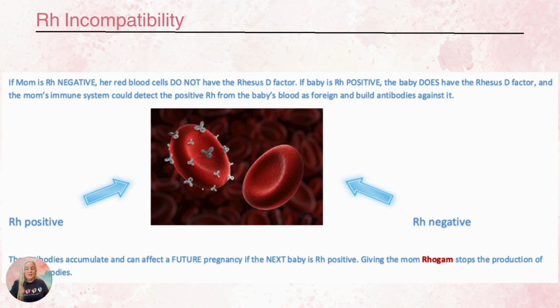And what happens with Rh incompatibility is that the mother does not have the Rhesus D factor protein on her red blood cells, which is what makes her Rh negative. And the baby does have this protein, which makes the baby Rh positive. If the mother's blood sees this protein on the baby's blood, it will start building antibodies against it. These antibodies will not be significant enough to affect the current pregnancy, but can have a huge effect on a future pregnancy if that baby is also Rh positive. So we give moms RhoGAM to stop this production of antibodies.